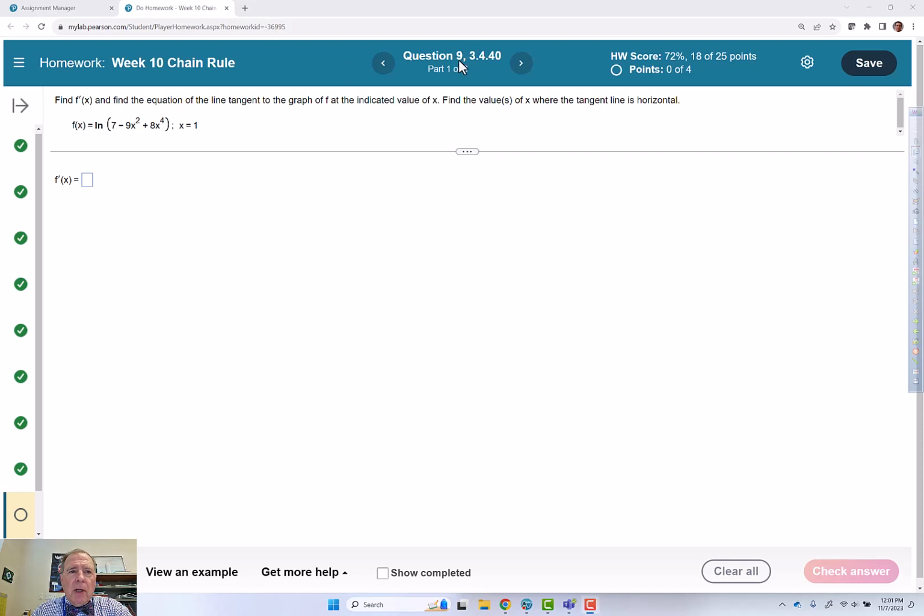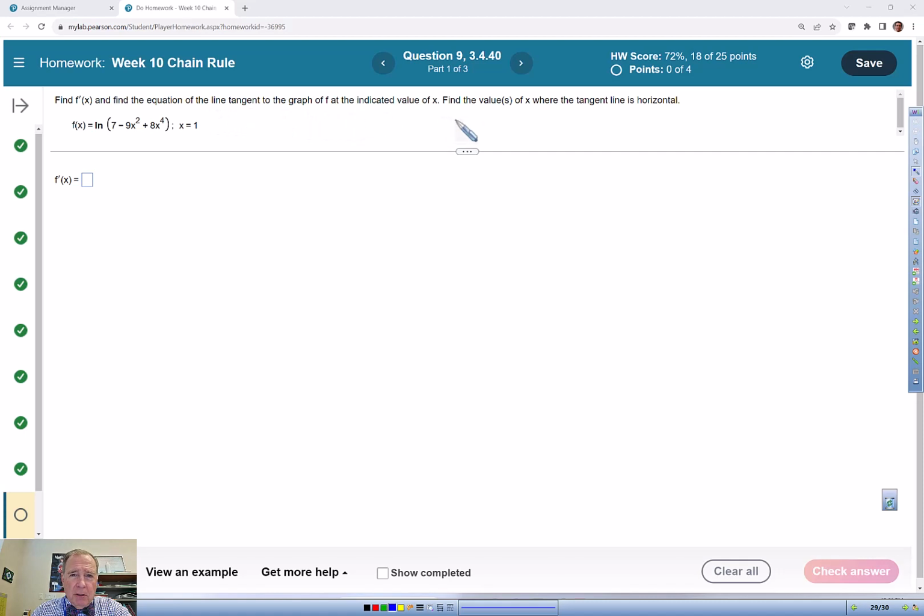This is question 9 of the chain rule assignment, and it is a 3-part problem like number 8. Find f prime of x and find the equation of the tangent line to the graph of f at x equals 1. Find the values of x where the tangent line is horizontal.